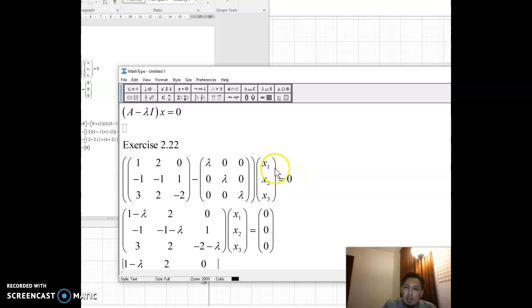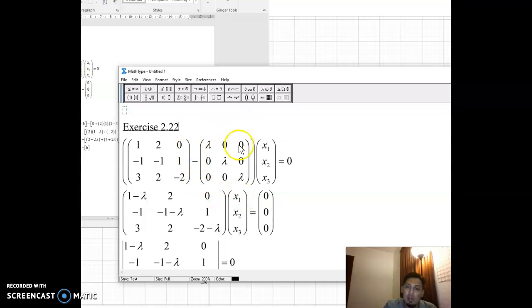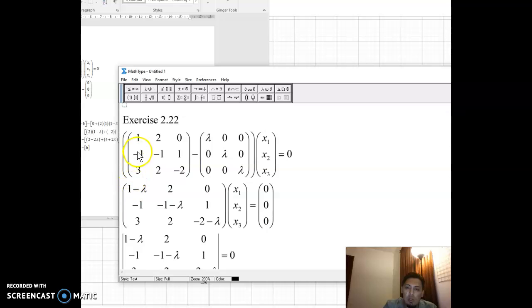Right, next what I did is just subtract between these two. So 1 minus lambda will give us 1 minus lambda, 2 minus 0, 2, 0 minus 0, 0. Basically the one that we're going to change is just the diagonal line here, because everything else is 0, right? So this is what I get after subtracting between A and lambda. Okay, right, for everything else we just copy it again.